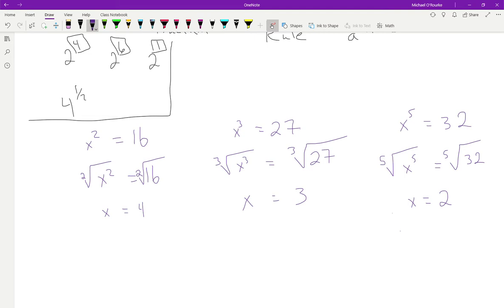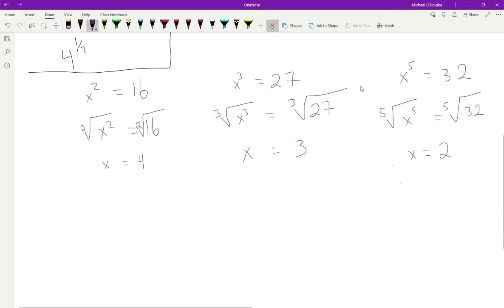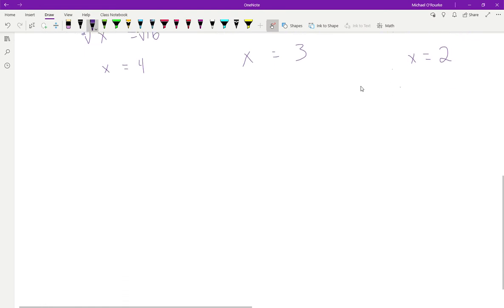So that's what I want you to get out of here. Now, how I want to move forward is as follows. I don't really like how they explain this, so I'm going to explain it my own way.